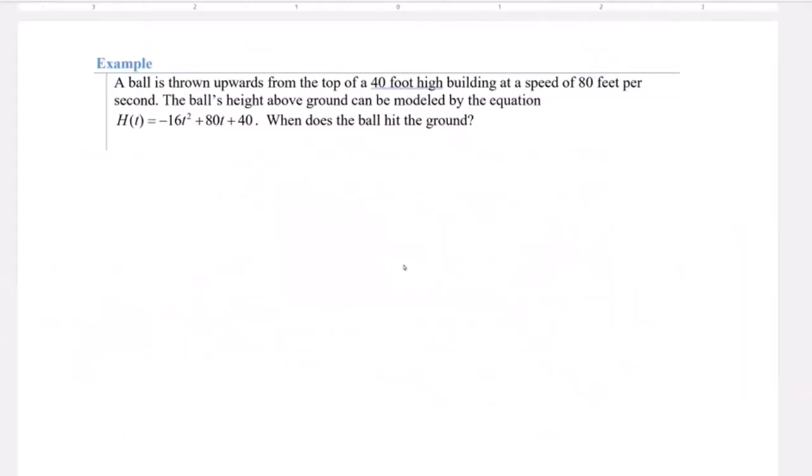A ball is thrown upwards from the top of a 40-foot building at a speed of 80 feet per second. The ball's height above the ground can be modeled by the equation h of t equals -16t squared plus 80t plus 40. And it's asking us, when does the ball hit the ground?